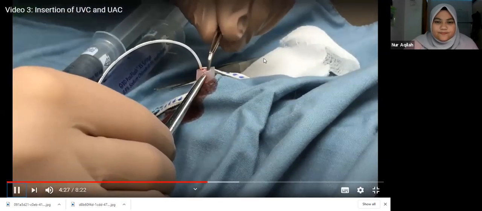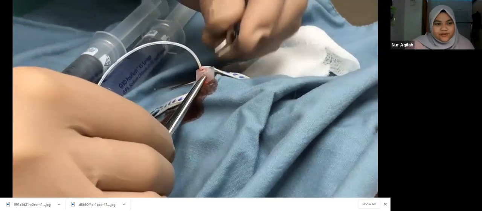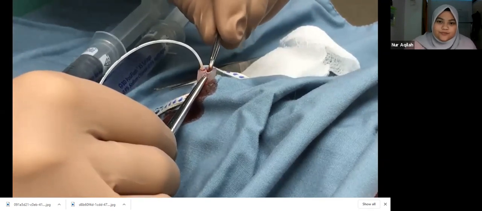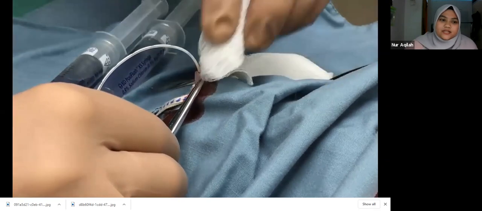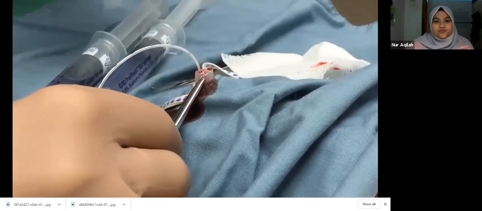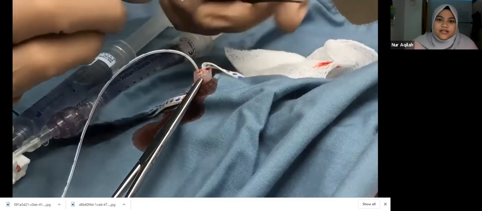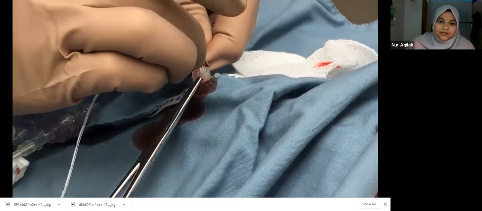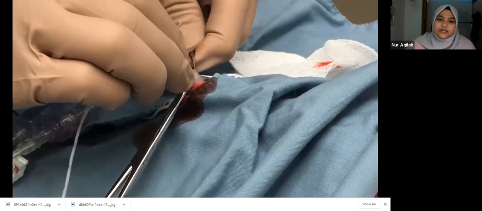Okay, so assuming that we have done the initial steps, we have to do the aseptic technique, we have to cut the umbilical stump, and then we locate the umbilical vein. Usually in the umbilical vein there could be some blood clot, so first we have to remove the blood clot. Also we have to flush the catheter again to ensure that there is no air before we then advance the catheter into the umbilical vein.